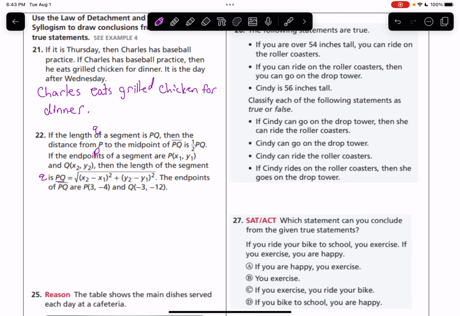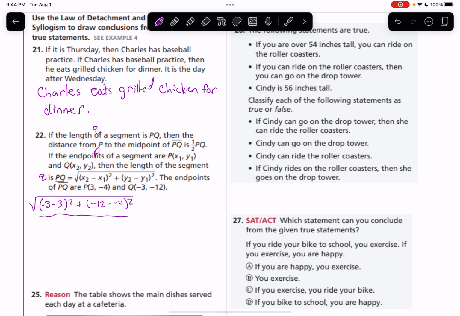So we'll go ahead and use the distance formula like we know how to do with our points that were given. So negative 3 rather, minus 3 over 2 squared plus y2 minus y1 squared. So it's going to be negative 12 minus negative 4 squared.